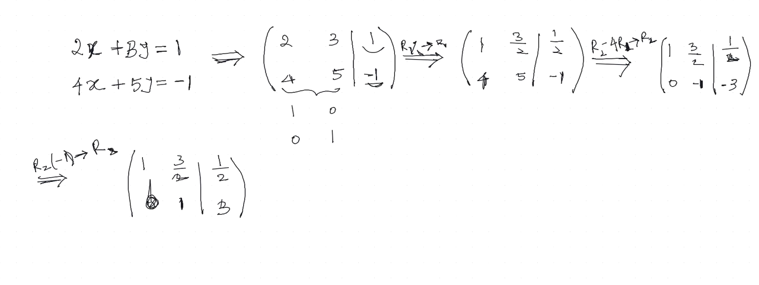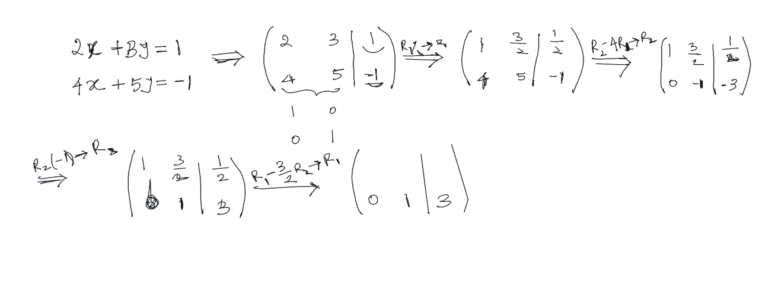So I write it as row 1 minus 3 by 2 row 2. Is that okay? Row 2 is unaffected, and this will be our new row 1. You get that?